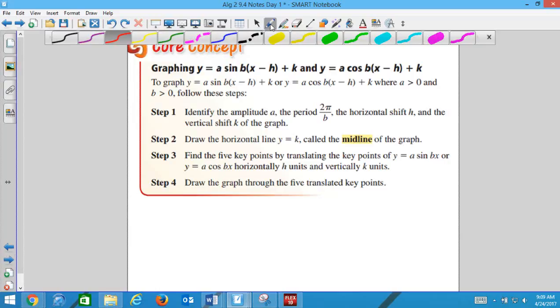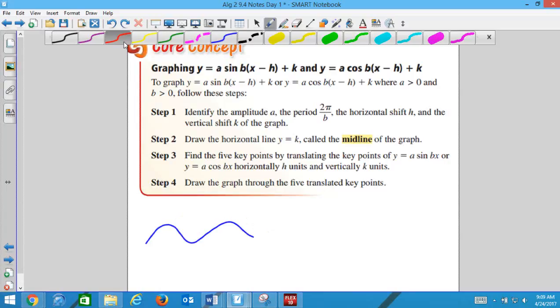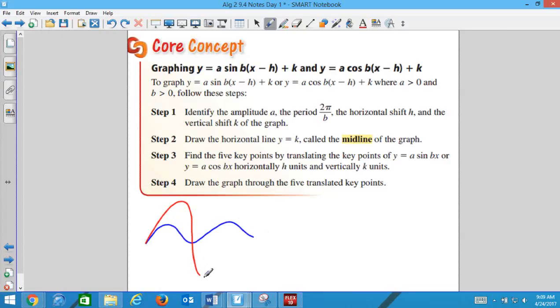If I take a graph that looks like this, and I have a new graph that looks like, whoop, that wasn't good.